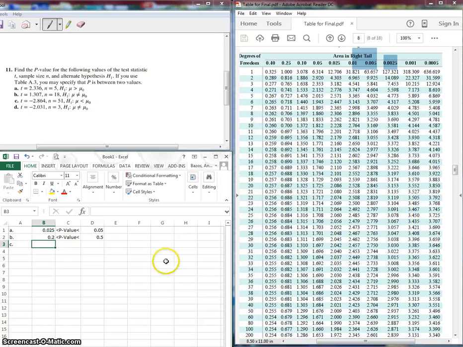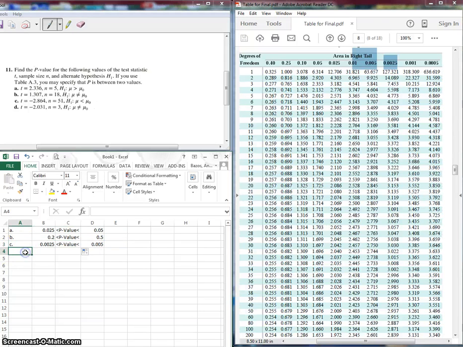So my p-value, the lower one is this 0.025, and my upper one is 0.005. It's my larger value, always backwards. And those are my p-values. It's one tail, so I do absolutely nothing. I don't need to multiply those by 2.